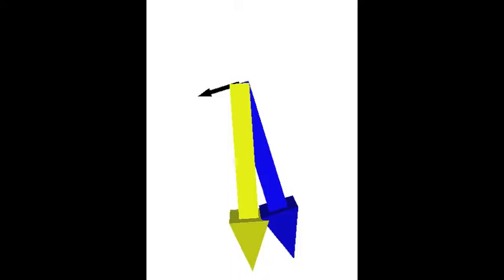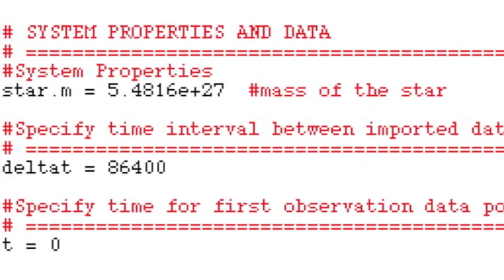The shorter black arrow represents the parallel component of the net force, which is tangent to the curve of orbit at the star's position and determines the change in the star's speed. The blue arrow represents the perpendicular component of net force, which determines the star's change in direction, and the yellow arrow represents the total net force on the system, which is what's used to calculate the mass of the black hole. To produce this model, I input the initial system properties that were given.